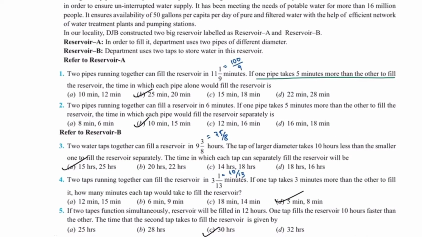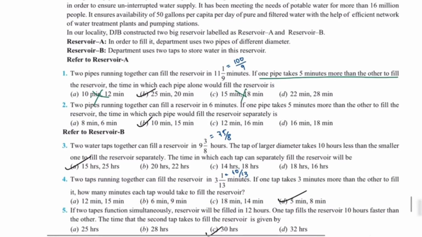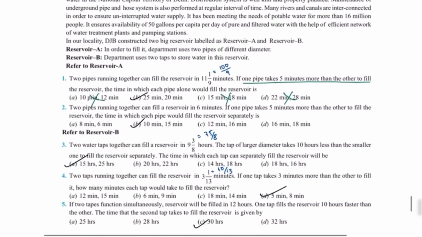if one pipe takes 5 minutes more than the other, then the two times cannot be 10 minutes and 12 minutes. They cannot be 15 and 18. They cannot be 20 to 28. They have to be 25 and 20. Similarly, now you see there is a time difference of 5 minutes, and there is a difference of 5 minutes in only one option. This one cannot be true. This one cannot be true. This one cannot be true.